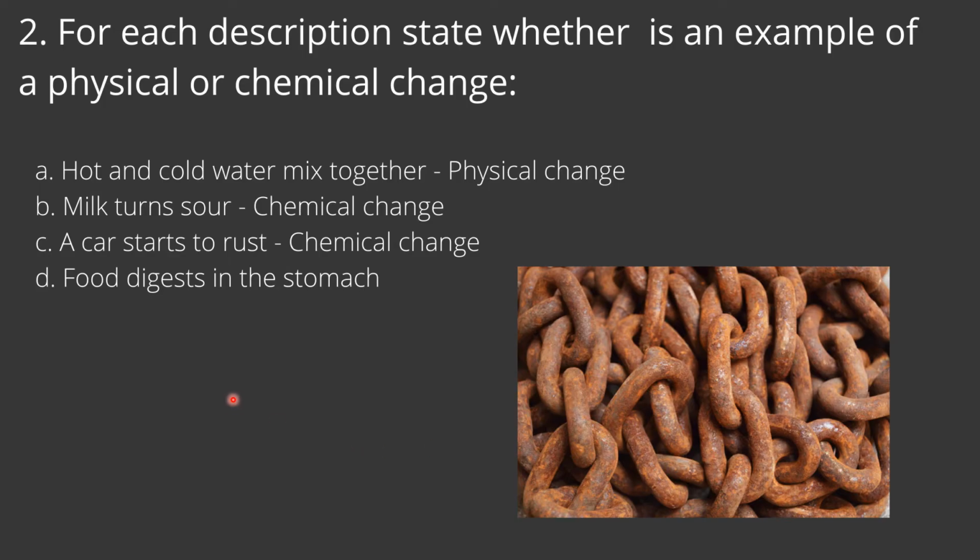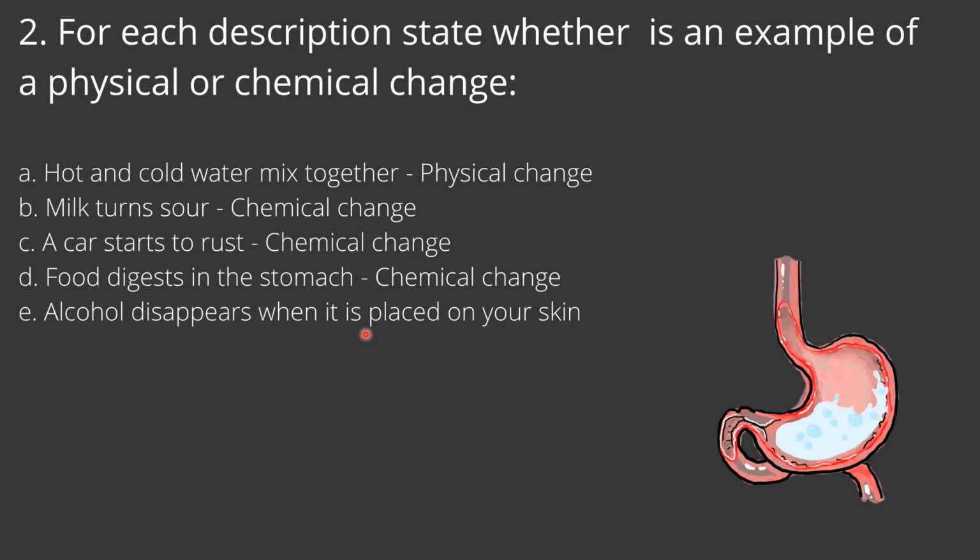Now when your food digests in the stomach, what type of change do you think that is? Remember, the food in your stomach will combine with the acid, I think it's HCl, hydrochloric acid, in your stomach, and then your food starts off as something and it ends up as another. So it's an example of a chemical change.